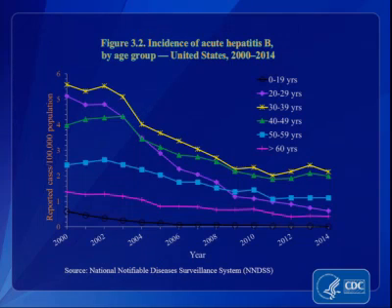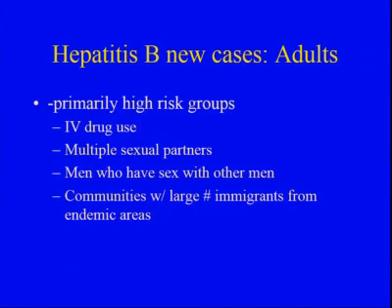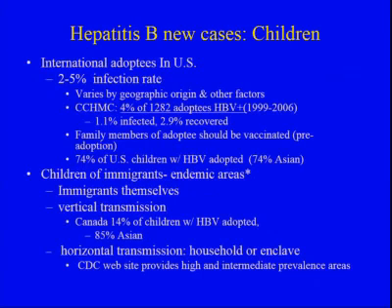So these, again, are the CDC data, and the CDC shows the pediatrics in black, and I couldn't really change this slide for you. So this age group is low, but this age group, which is our 20 to 29 age group, is not low. And so that is a problem. So the rates have gone down, but they're still pretty common occurring. So this is an active issue. High-risk groups are IV drug use, multiple sexual partners, men who have sex with other men, and communities with a large number of immigrants from endemic areas.